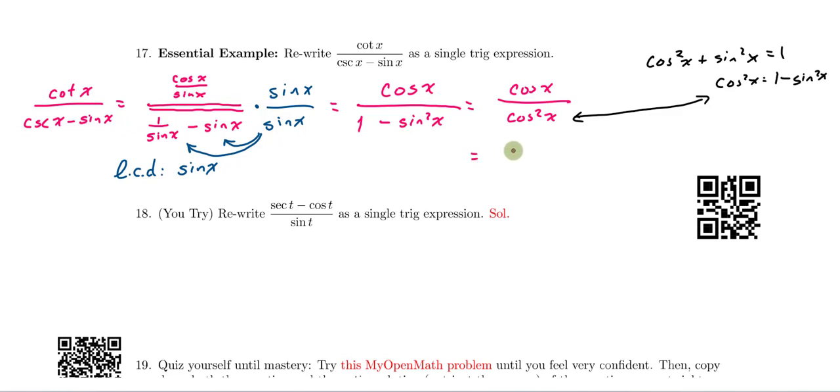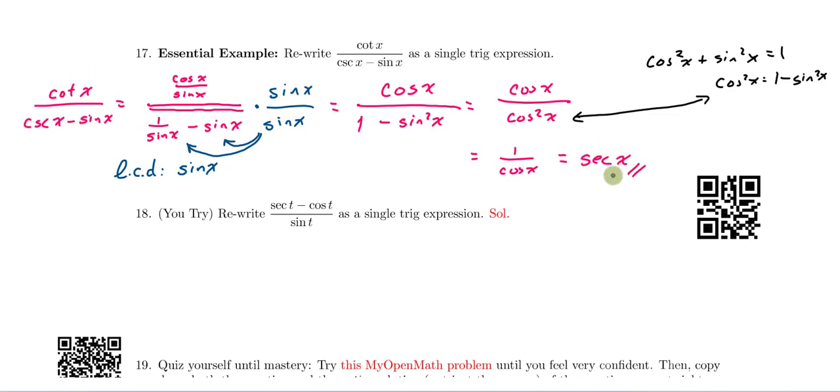So I can now rewrite this as just 1 over the cosine of x, which maybe is an okay place to leave it, but by our reciprocal identities, I can rewrite this as secant of x, and that's probably the best way to rewrite this complex trig expression as just a single trig expression.